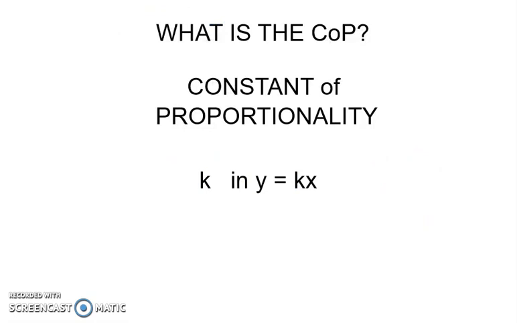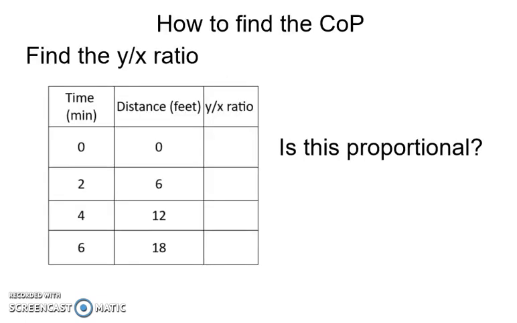So what is this constant of proportionality? Well, here's the equation that we were told matches with a proportional relationship, y equals kx. Well, the constant of proportionality is that k, that coefficient, that number before the x. So if we're not given an equation, but instead we're given a table, we're going to find the constant of proportionality by finding the y over x ratio.